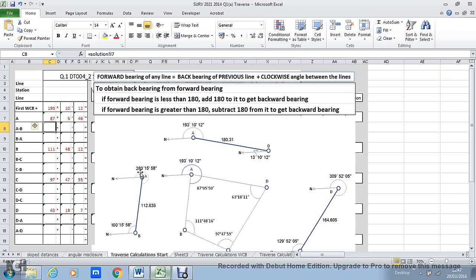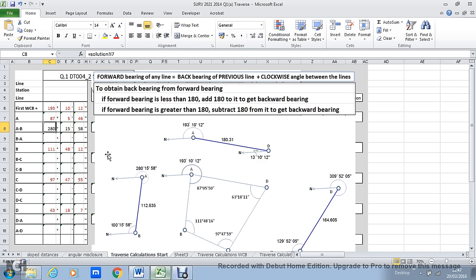So what you need to do is add these two together to get the forward bearing A to B. Now you can see I already have it done here, so if I just reveal it, you can see I've added the two of them together, and they're 280 degrees, 15 minutes and 58 seconds. So that is the forward bearing from A to B relative to this north direction here. It's the clockwise angle relative to that north direction.